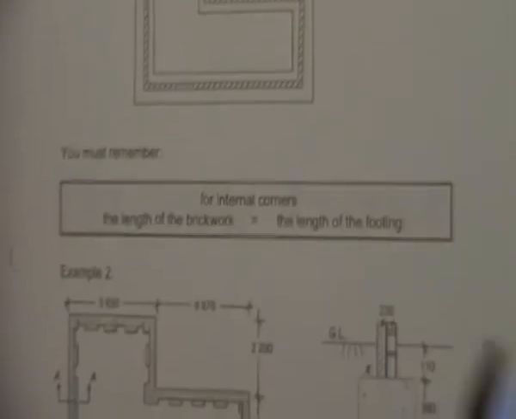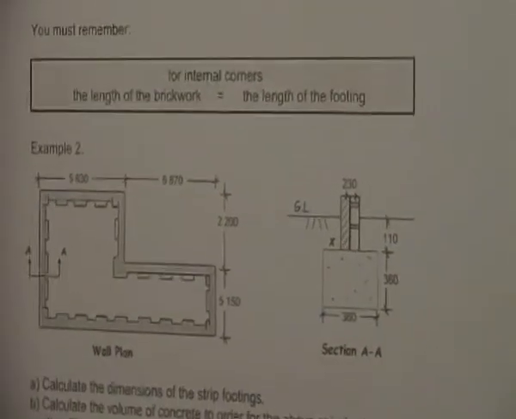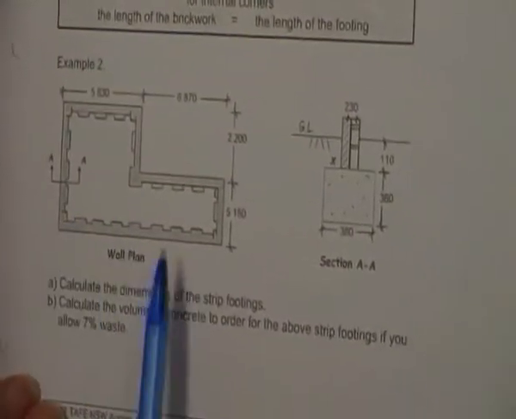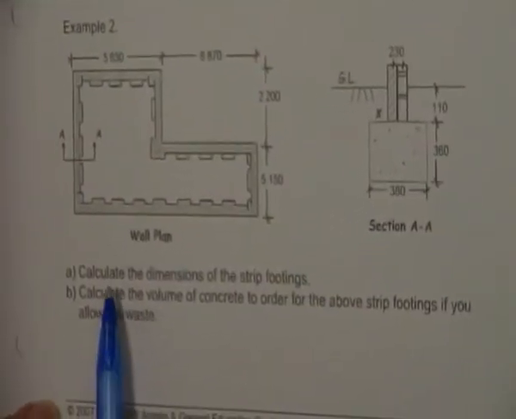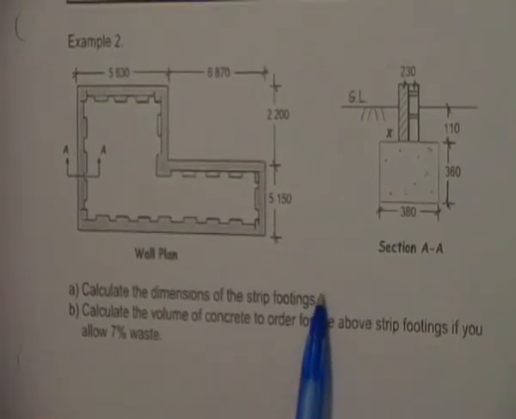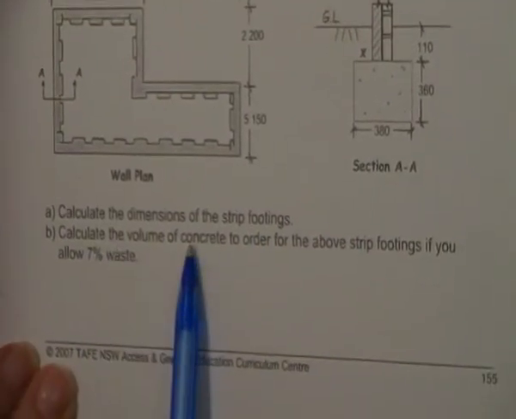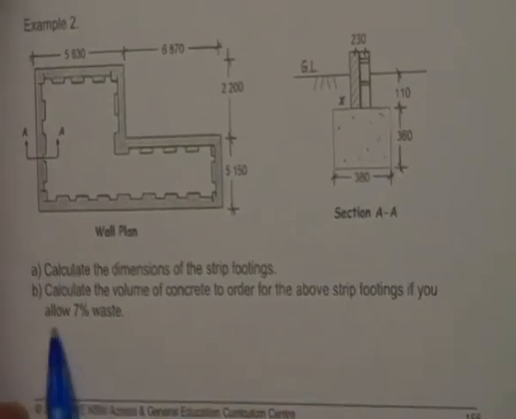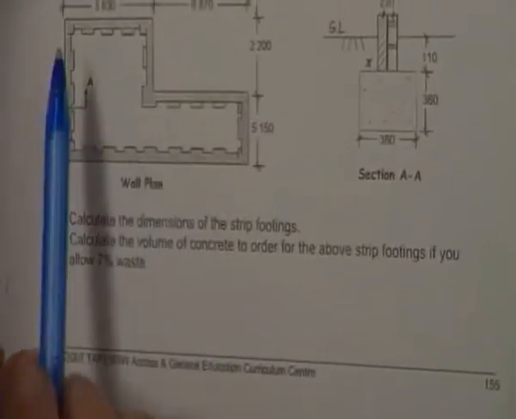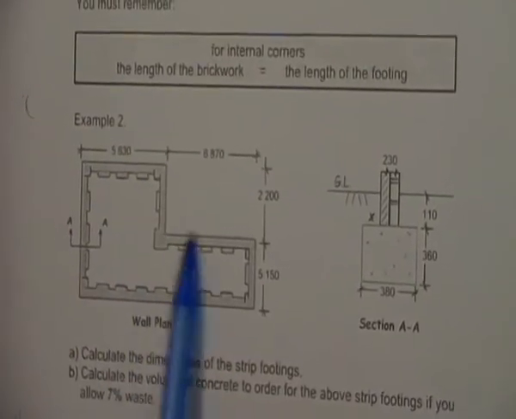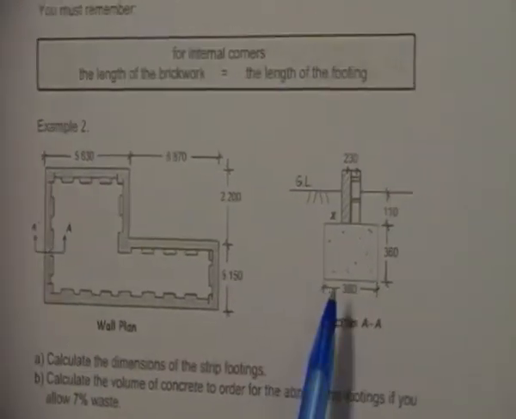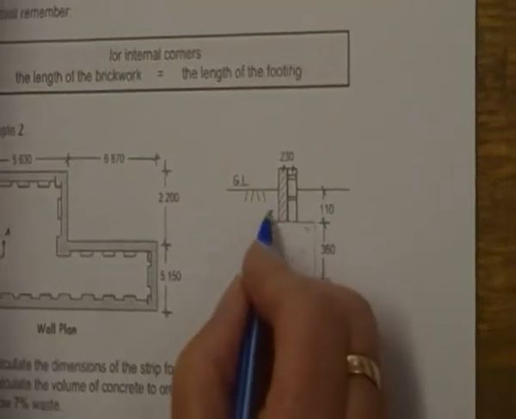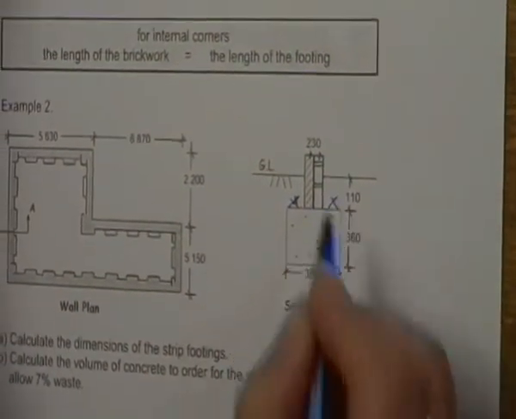So we're going to do an example here for you. It wants you to calculate the dimensions of the strip footing and calculate the volume of concrete to order for the above strip footings if you allow 7% waste. Now remember, this is our brick wall plan. We have to make a footing plan, and we have to find out X.